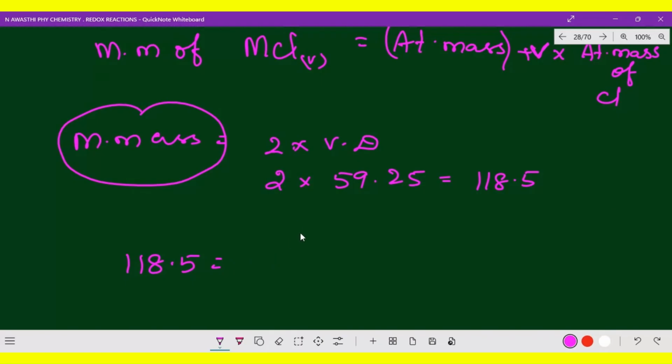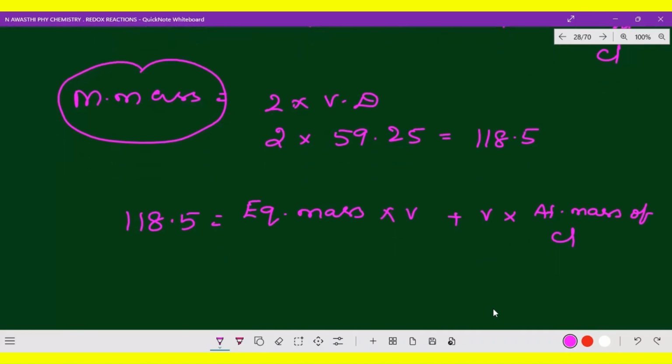Now how do we go for it? Equivalent weight into valency plus valency into atomic mass of chlorine. So how much equivalent mass have they given? Equivalent mass, they have given 4. So equivalent mass into valency plus valency into atomic mass of chlorine.